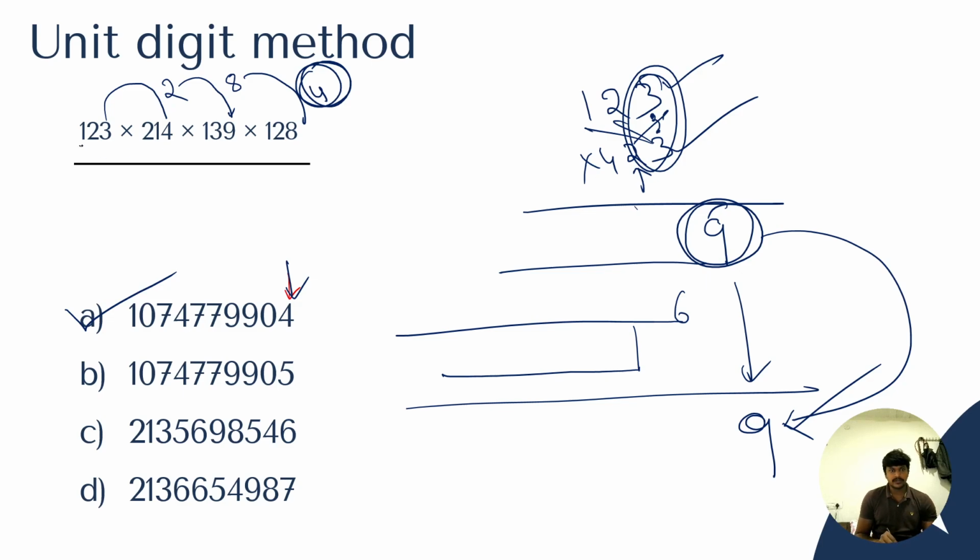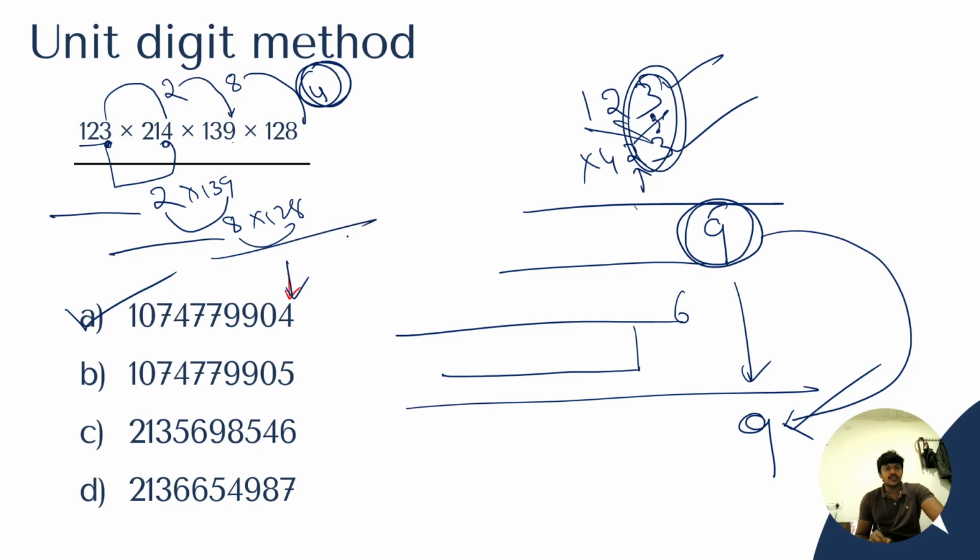First, multiply the last digits. You'll get 3 into 4, 12. That will be the answer's last digit after multiplying 123 and 214. With that, you are going to multiply 139. Again, you are going to multiply 219. 8 is going to be the last digit in the answer. With that 8, you are going to again multiply 128. 8 into 8, 64, so 4 is going to be your last digit. That's why by just multiplying the last digits, you can find out the last digit of your answer.